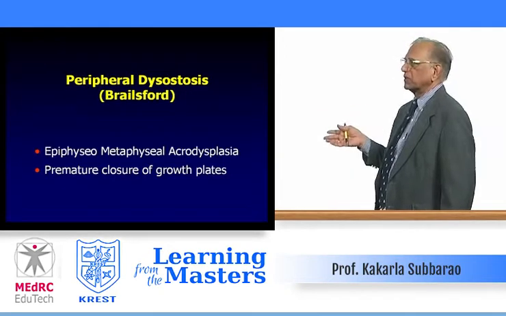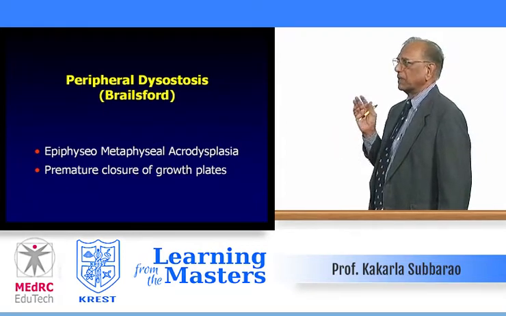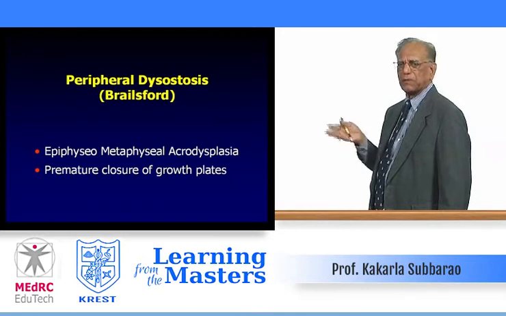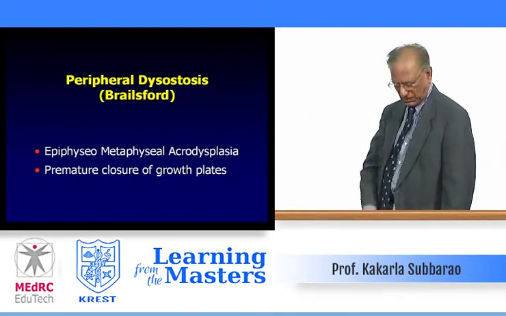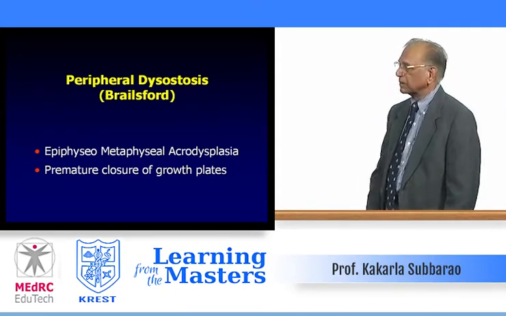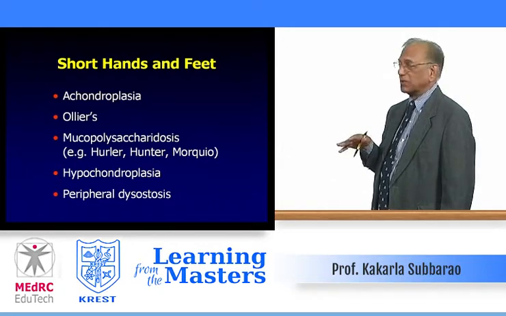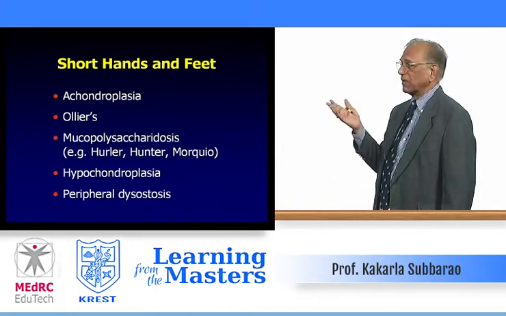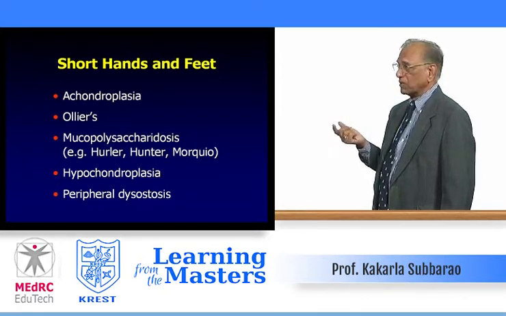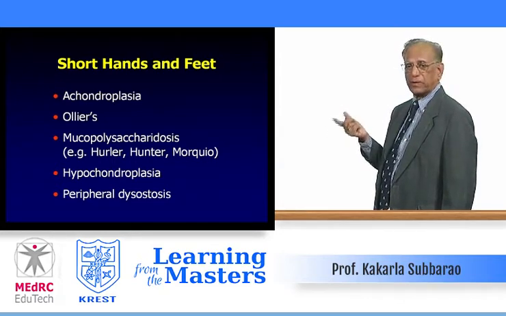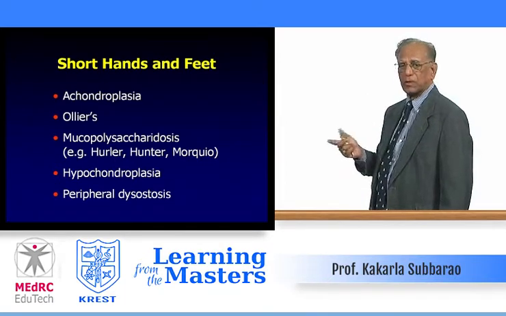Now peripheral dysostosis, Brailsford has described it first. Epiphyseal acrodysplasia means distal dysplasia. Premature closure of growth plate, that's why the bones are short. And then short hands and feet not only occurs in acrodysostosis, but you can find in achondroplasia, Ellis disease, mucopolysaccharidosis, particularly Hurler, Hunter, Morquio, which we have described earlier, hypochondroplasia, and of course in peripheral dysostosis.